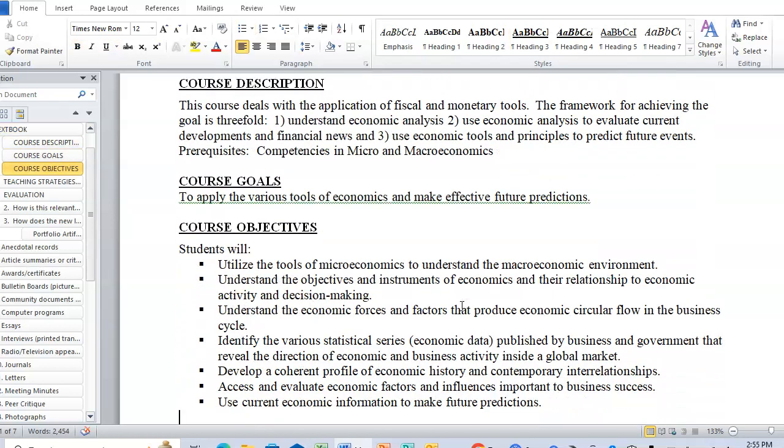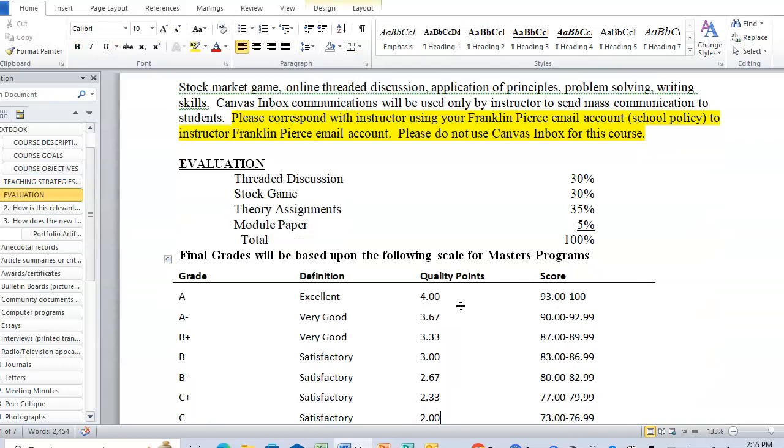So what's required for the class? Basically, you have threaded discussion, and I'll talk a little bit about that separately. Weeks 1 through 11, one threaded discussion section each week, is 30% of your grade. The stock game is due in week 11, and that's 30% of your grade. There's a separate video all about the stock game. There is a theory assignment every week from week 1 through week 9, and together they count as 35% of your grade.